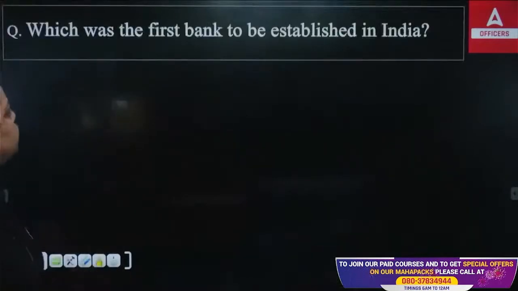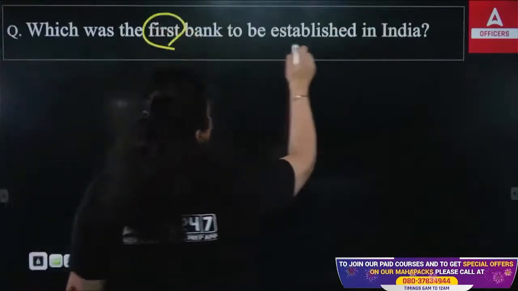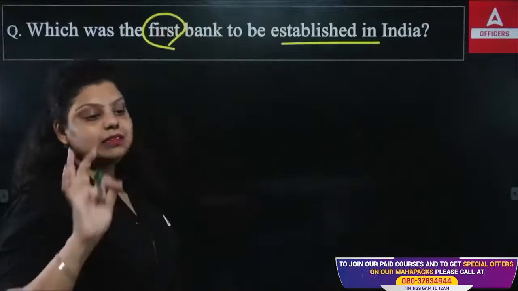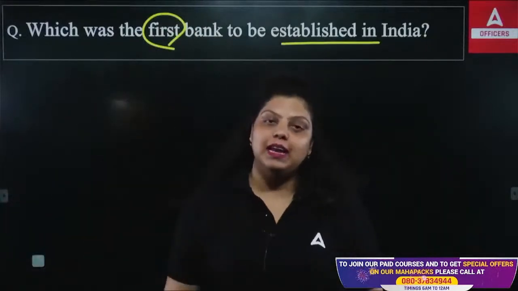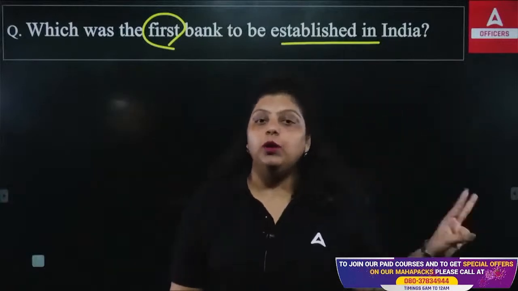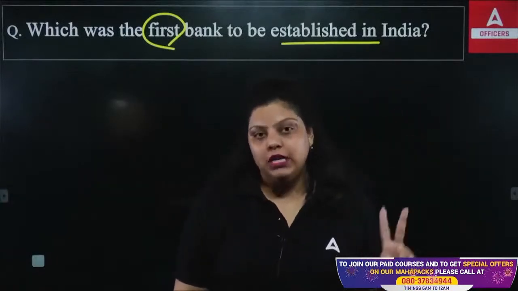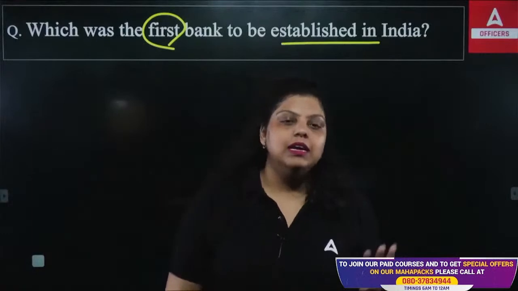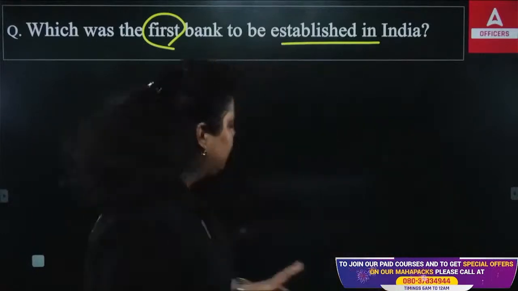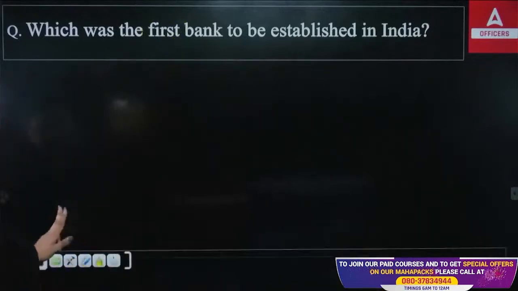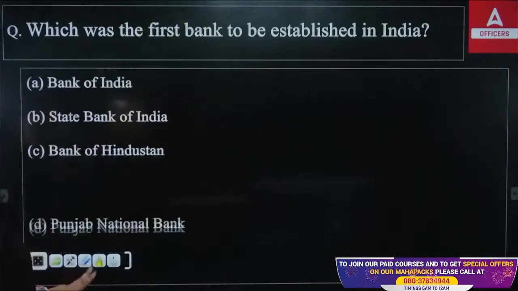Okay, next. Which was the first bank to be established in India? This question can be asked in three forms. The first form is which of the following is the first bank of India? The second is which of the following banks introduced the formal financial system in the country? Third, in which particular year the formal financial system was launched in India. These are the three ways to ask this question.